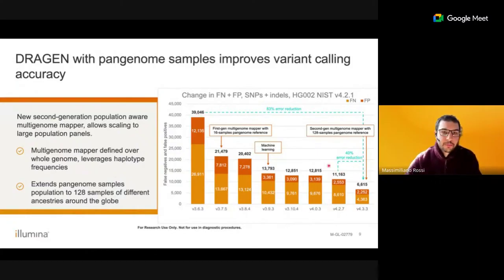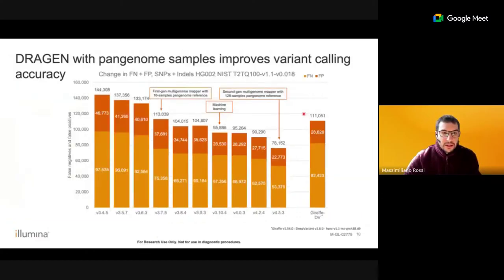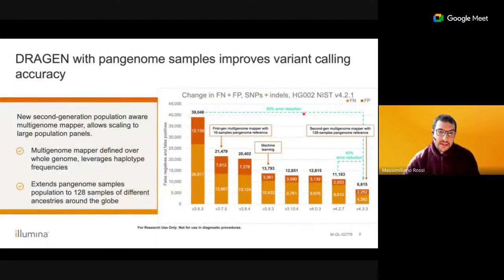Overall, if you compare the latest result on the latest pangenome reference to where we started in 3.6, from this plot we have an overall 83% error reduction. So the pangenome reference and the second generation multi-genome mapper are really helping in reducing errors and improving accuracy. This new version of Dragon is setting new standards for accuracy.